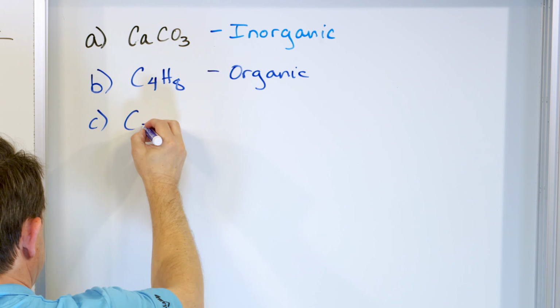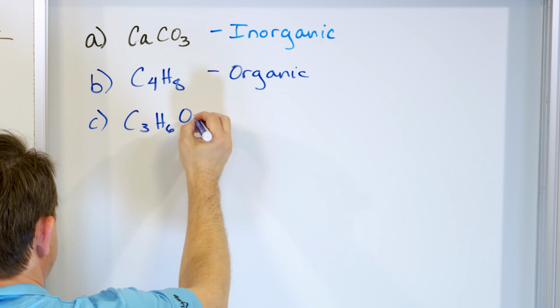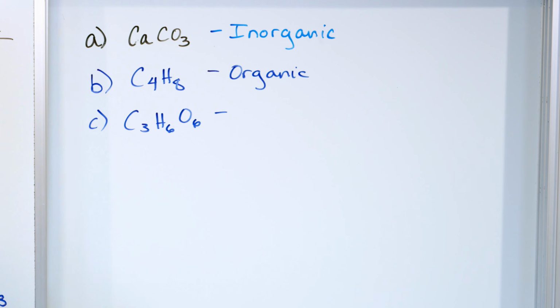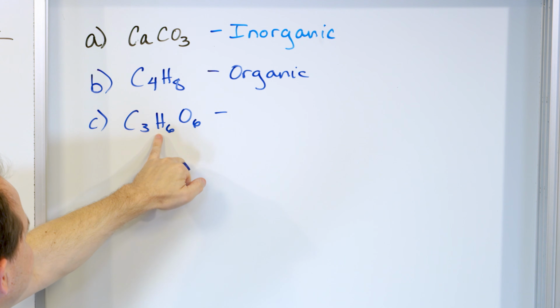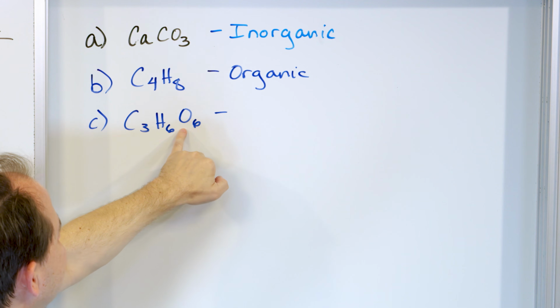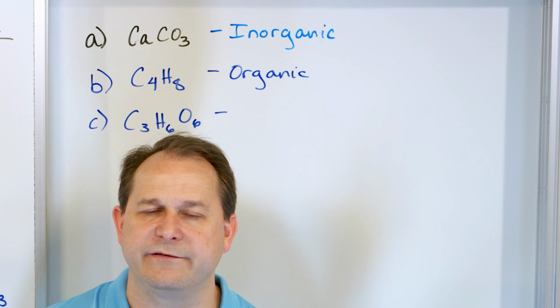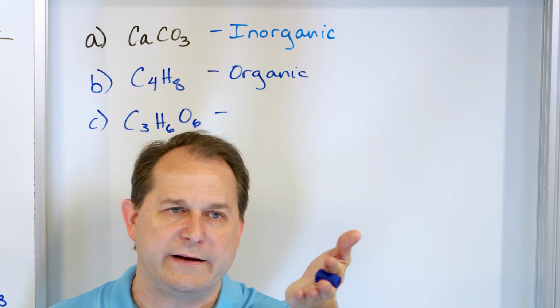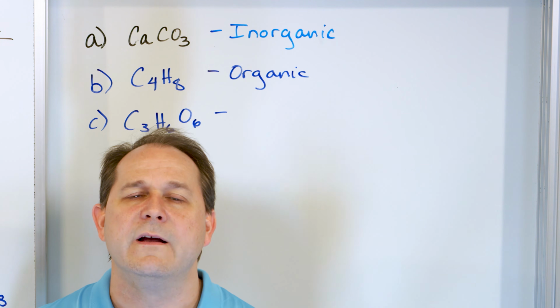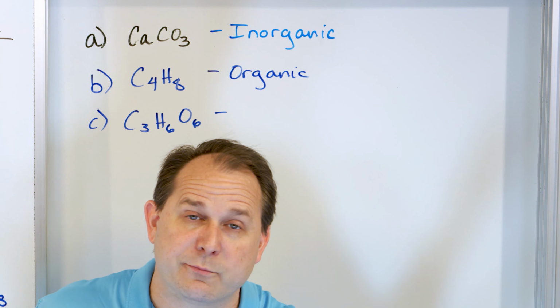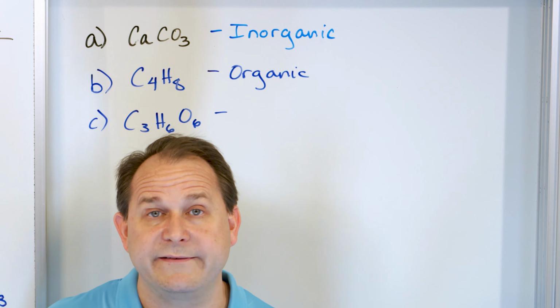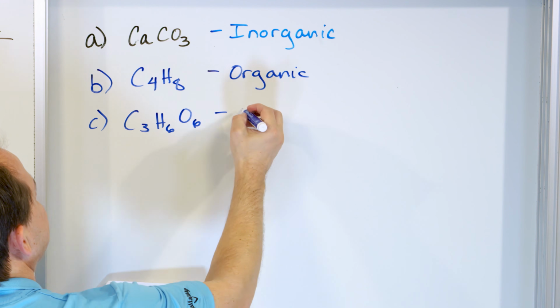Next, C3H6O6. Organic or not? Well, it's got carbon, it's got hydrogen, so that part's good. It also has oxygen. It's perfectly fine to have oxygens in organic molecules. We saw it in some of the molecules on the computer screen there. So you can have oxygen in your molecules, but you must have carbon and you must have hydrogen. And that's what we have, so this is organic.